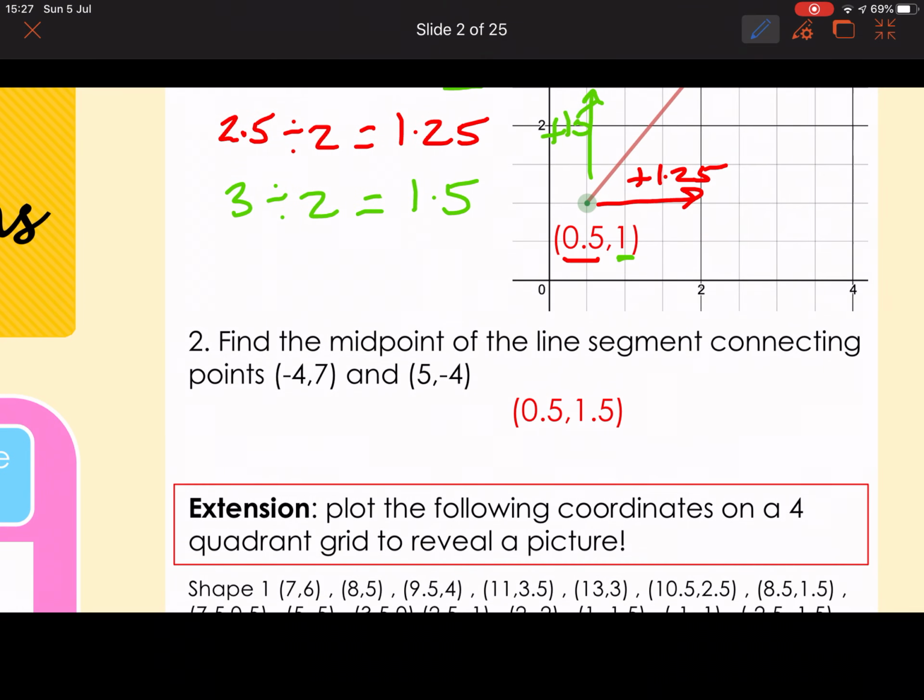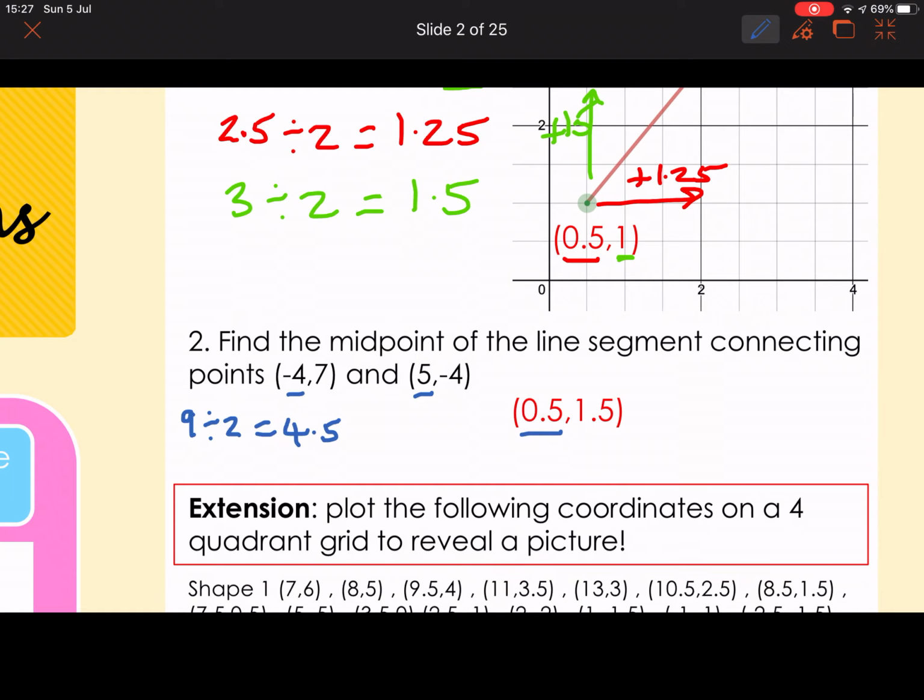So our difference between x on our first point and x on our second point, so we might call this x1 and x2, is 9. So a difference of 9. Halve that difference and we get 4.5. So that means we have to add 4.5 onto our first coordinate to get to that midway point. And can you see that's how we get 0.5?